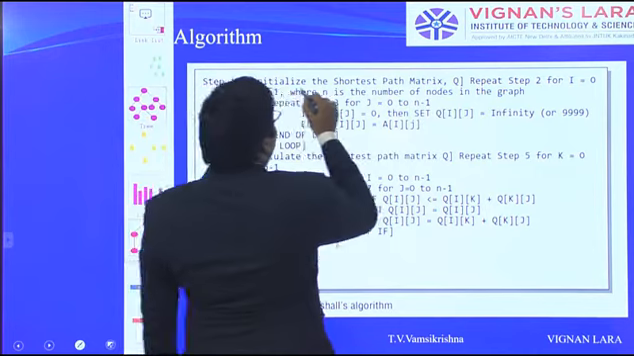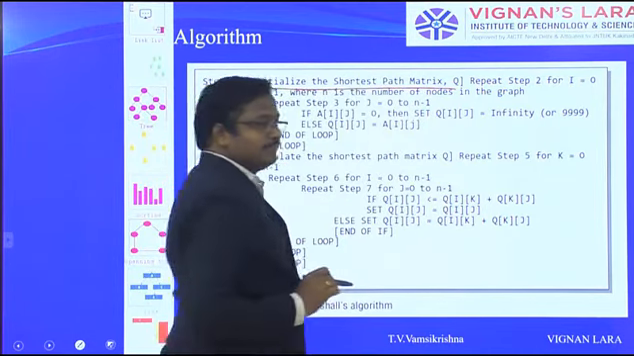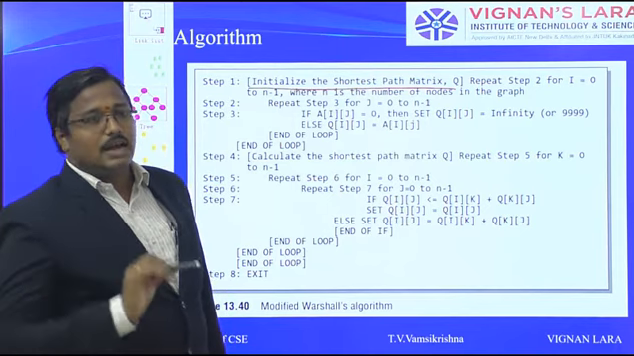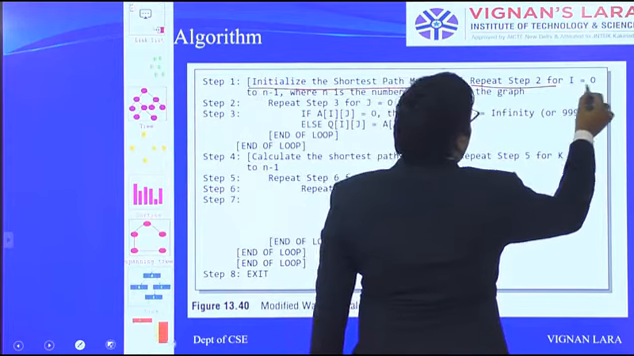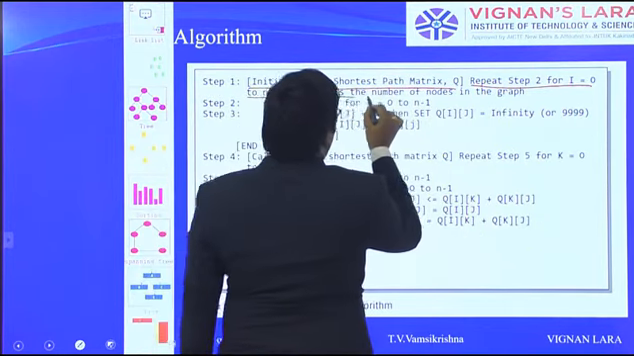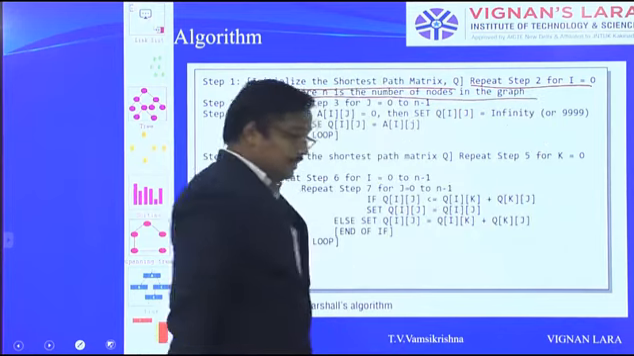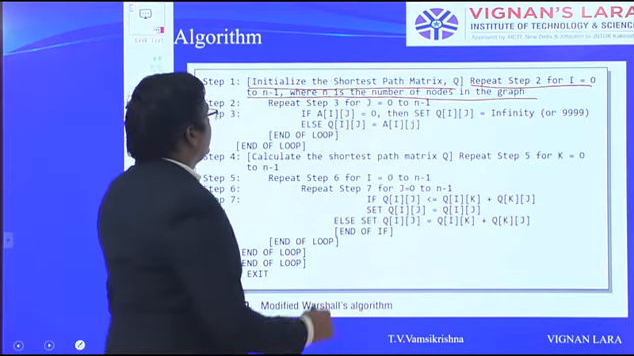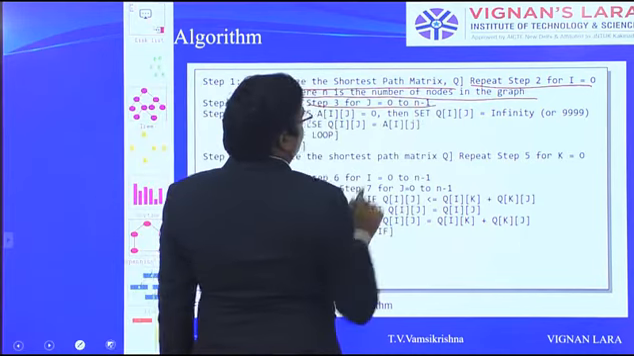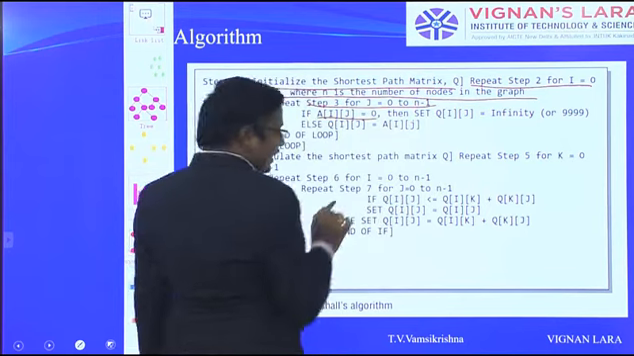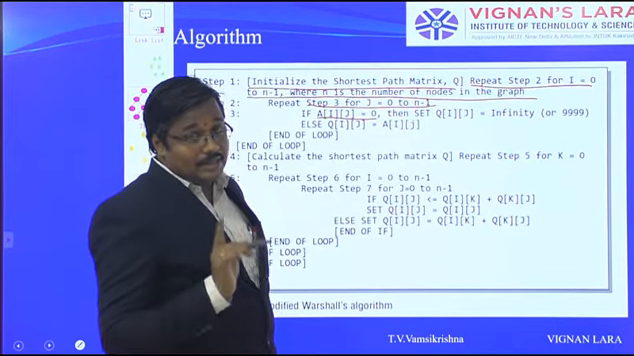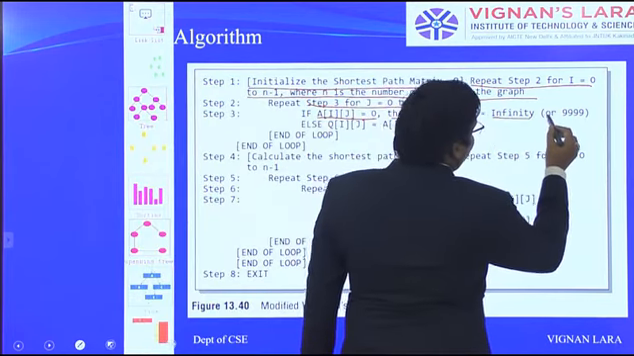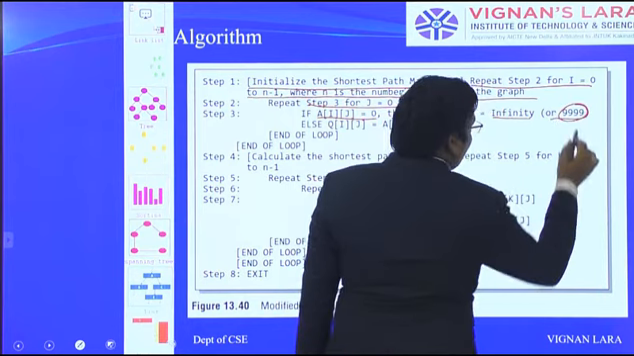First, initialize the shortest path matrix Q. Q is the shortest path matrix. Repeat step 2 for i equal to 0 to n minus 1, where n is the number of nodes in the graph. Step 3, for j equal to 0 to n minus 1: if A of ij, the adjacency matrix entry, is 0, then set Q of ij equal to infinity.